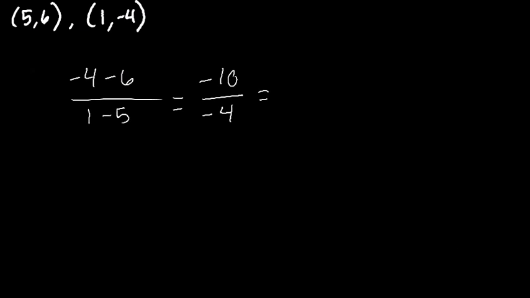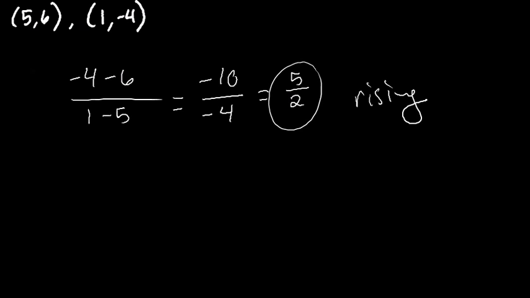So I get -10 over -4. That's going to reduce to 5/2. And since it is positive, it is rising. Rising. It is a positive slope.